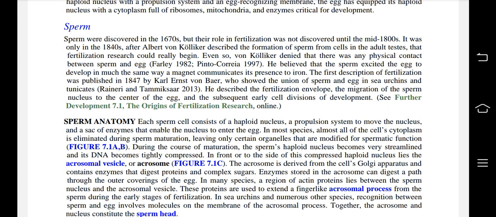He believed that the sperm excited the egg to develop in much the same way a magnet communicates its presence to iron. The first description of fertilization was published in 1847 by Karl Ernst von Baer, who showed the union of egg and sperm in sea urchins and tunicates. He described the fertilization envelope, the migration of the sperm nucleus to the center of the egg, and the consequent early cell divisions of development.